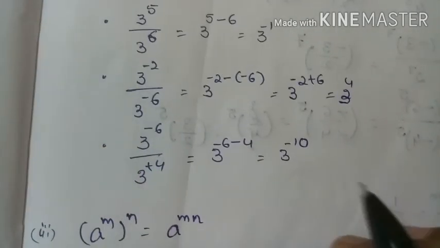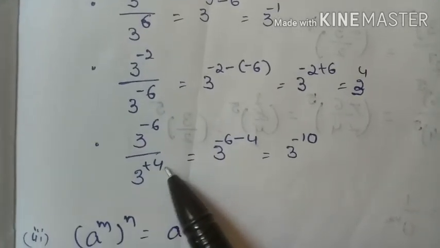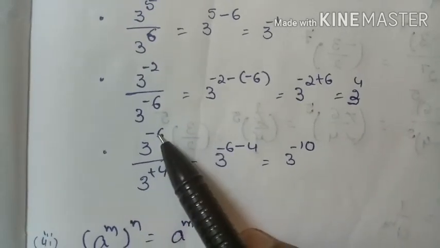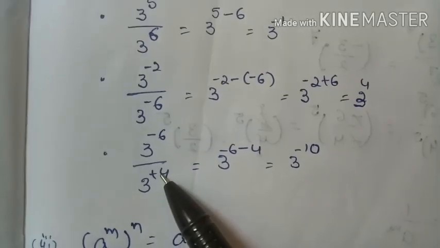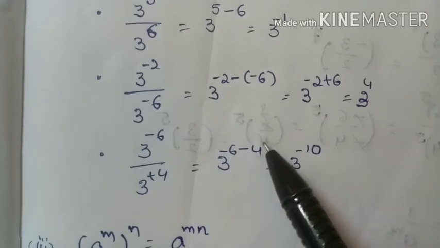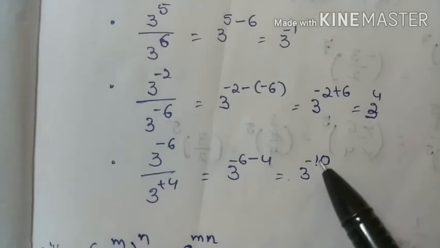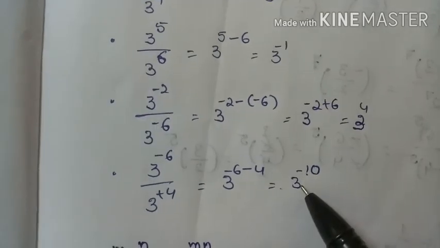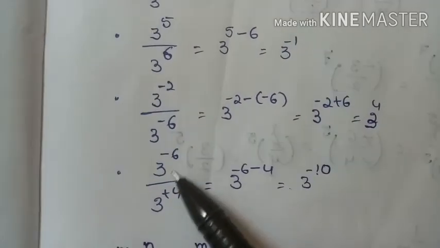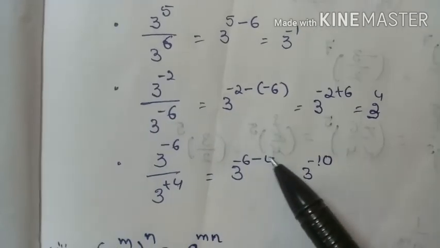Next one, 3 power of minus 6 by 3 power of 4 is equal to, where m is equal to minus 6, n is equal to plus 4. So now 3 power of minus 6 minus 4, that is equal to 3 power of minus 10. Okay, I think you understand this one. What is the formula? A power of m by a power of n is equal to a power of m minus n.